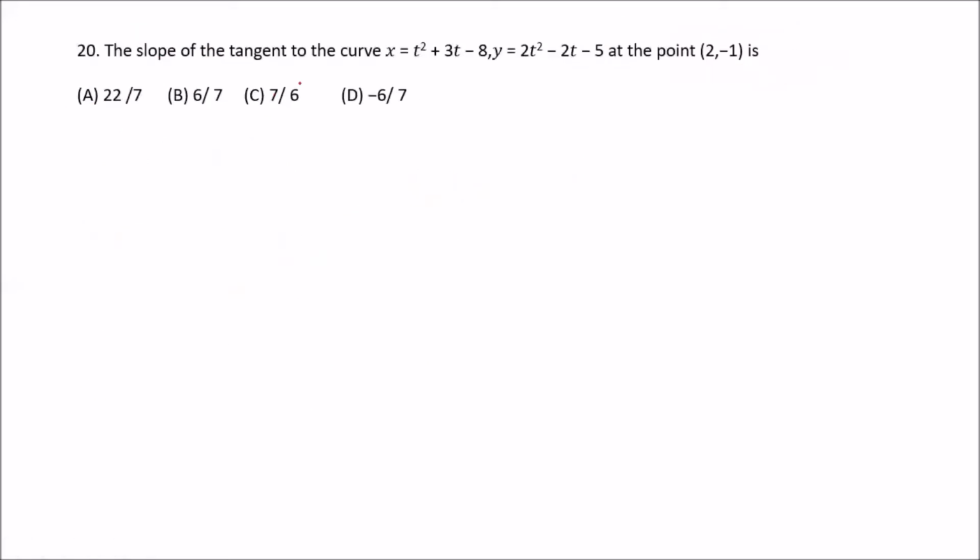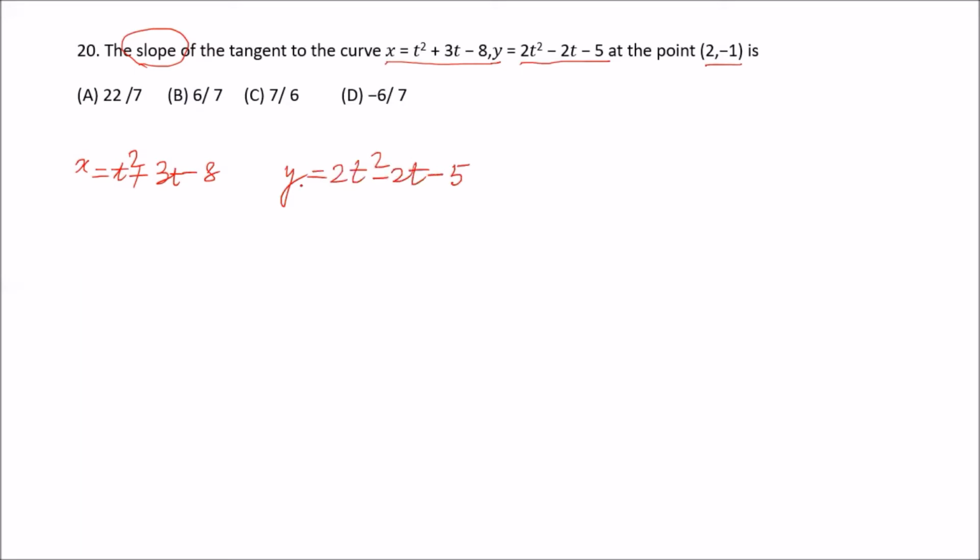Question number 20. The slope of a tangent to the curve x is equal to t square plus 3t minus 8, y is equal to 2t square minus 2t minus 5, at the point 2 comma minus 1. A point is given, and you have to get the slope and choose the option out of these 4. So x is given as a function of t, that means it is given in parametric form. Y is given as 2t square minus 2t minus 5.